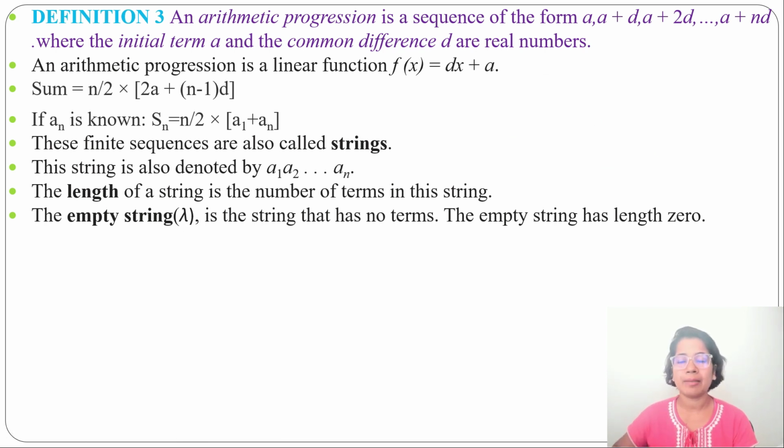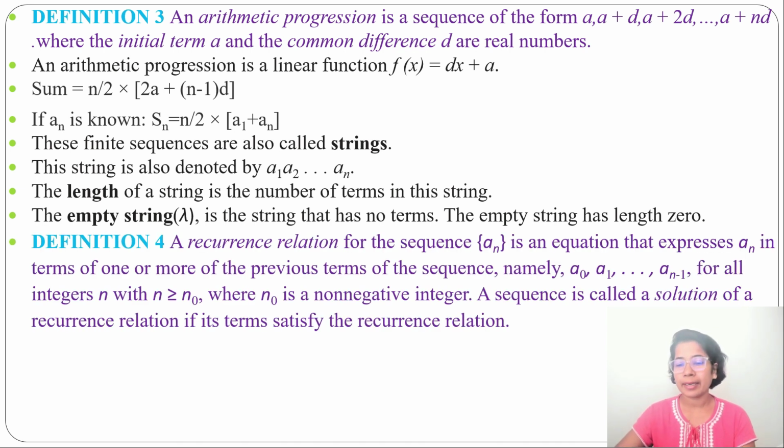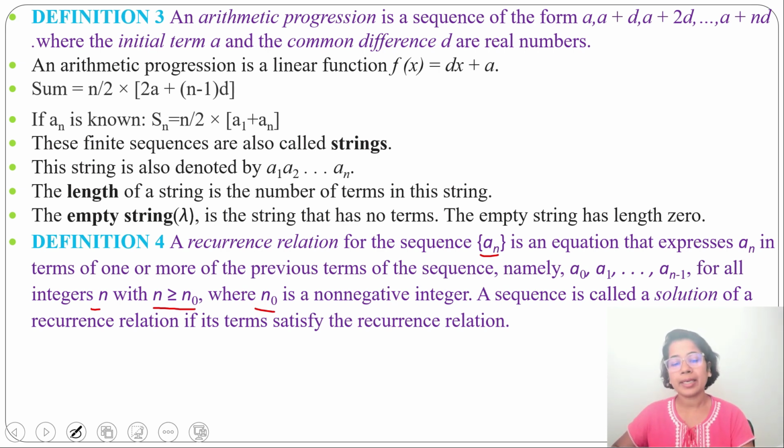Next, definition 4, it's about recurrence relation. From a recurrence relation we can get a sequence. So a recurrence relation for the sequence a_n is an equation that expresses a_n in terms of one or more of the previous terms of the sequence, namely a0, a1 till a_(n minus 1), for all integers n with n greater than or equal to n0, where n0 is a non-negative integer. A sequence is called a solution of a recurrence relation if its terms satisfy the recurrence relation.